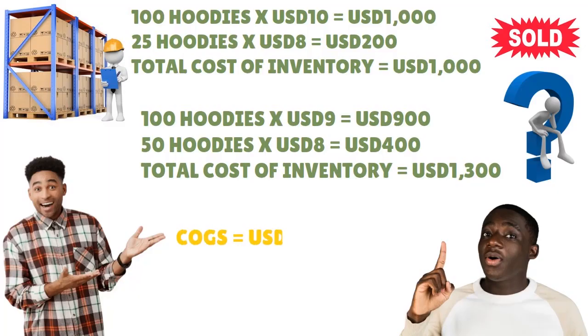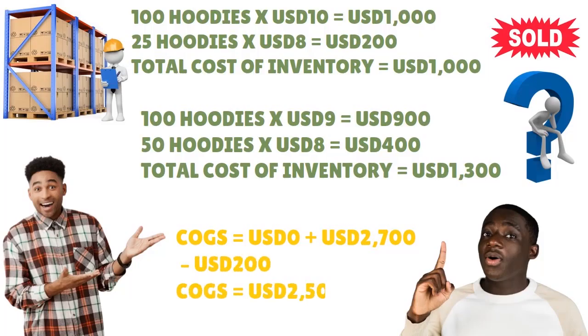So your cost of goods sold using the LIFO method for November 2023 would be, again, I'm putting this on the screen, cost of goods sold equals 0 plus 2,700 minus $200. So you have a cost of goods sold of $2,500. You can see that the cost of goods sold under LIFO is totally different from FIFO, right? Under FIFO, we had $2,475, and under LIFO, we had $2,500. So you have a delta of $25 there.